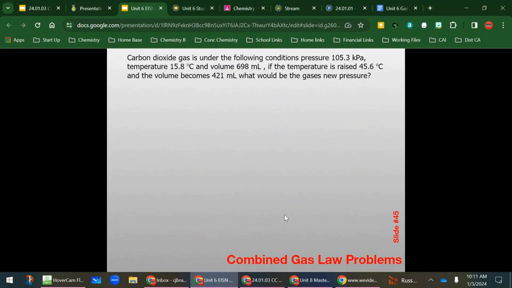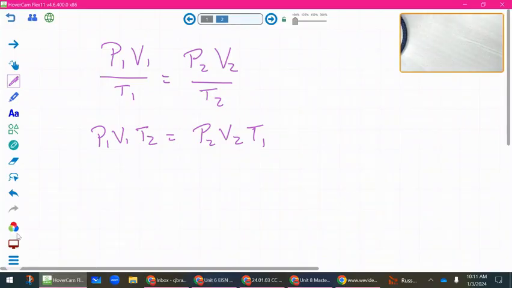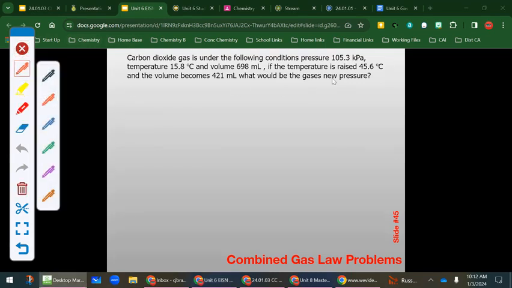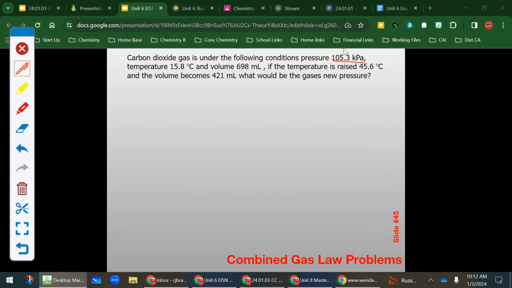15.8 degrees Celsius and a volume of 689 milliliters. Guess what? Those all go together. 105.3 kPa, Eric. What is that? The first pressure. All right. P1, as we will call it.